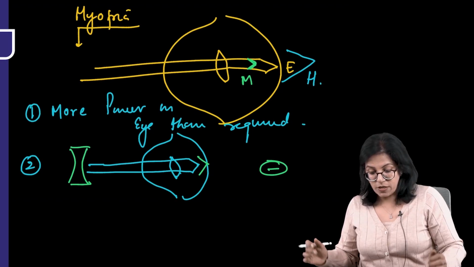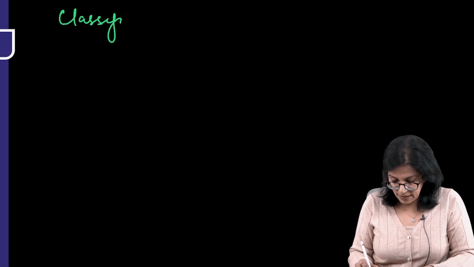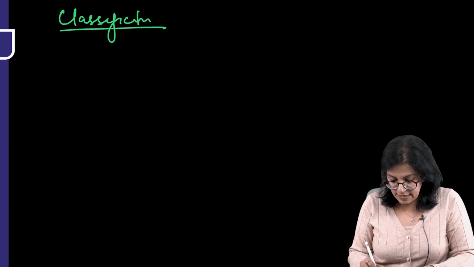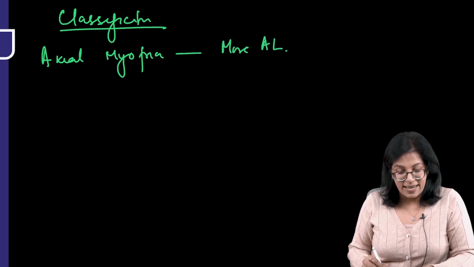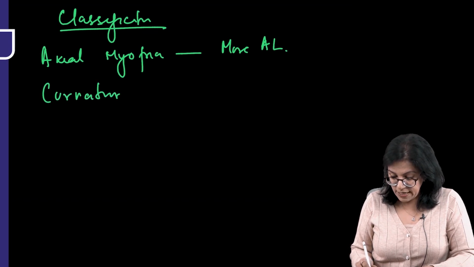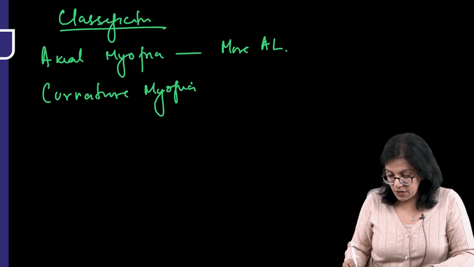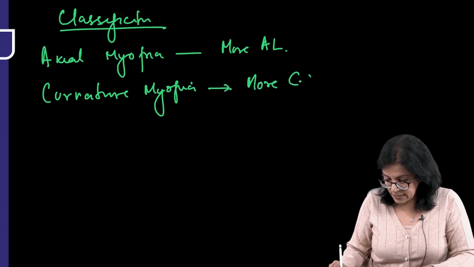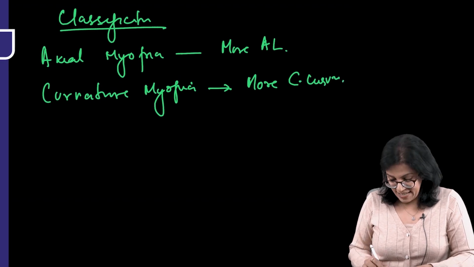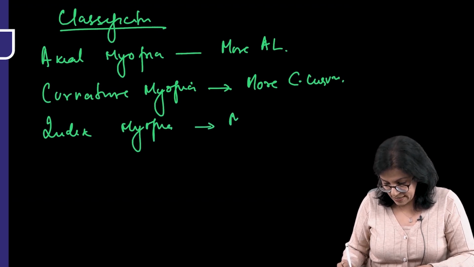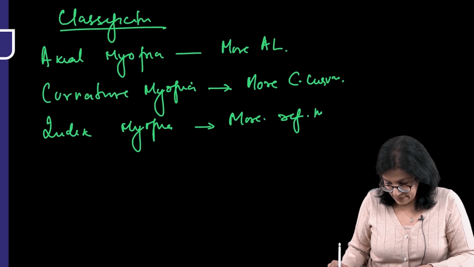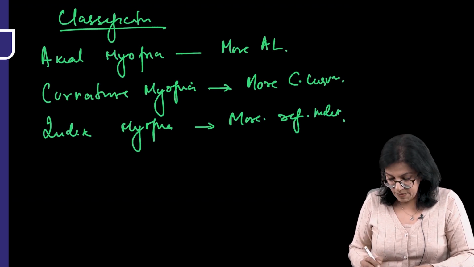Got it? Once we know what is myopia, how do you classify this? It can be axial myopia. When the axial length is more, we call it axial myopia. It can be curvature myopia, where more power is due to more curvature of the cornea. This is more corneal curvature, curvature myopia. Then index myopia means this time it is more refractive index, of the lens mainly we are talking about.